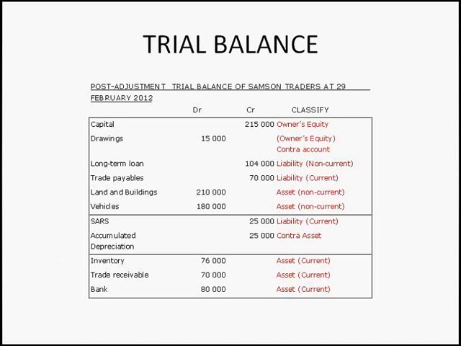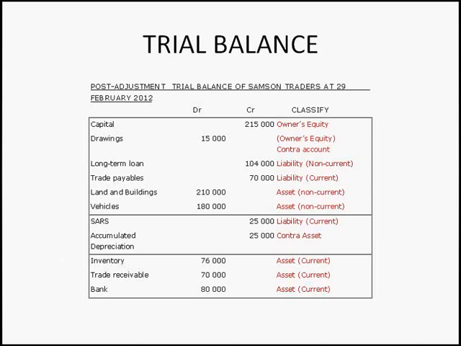Trade receivable, or the other name would be accounts receivable, or the debtors, is an asset, specifically a current asset because people will need to pay me within a year. And bank, because it's got a debit balance, it means that it's got a favorable balance, which means I actually have money in the bank, and therefore it's an asset, and specifically a current asset because it's obviously liquid. I have the money available and I can use it at any time. Remember, if bank had a credit balance here, then it would have been a bank overdraft.